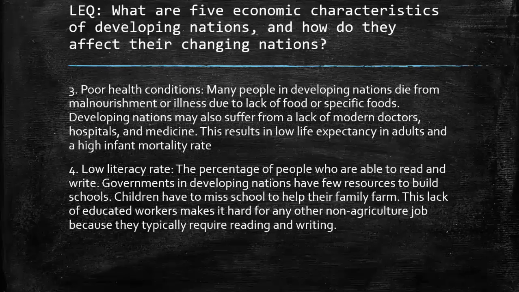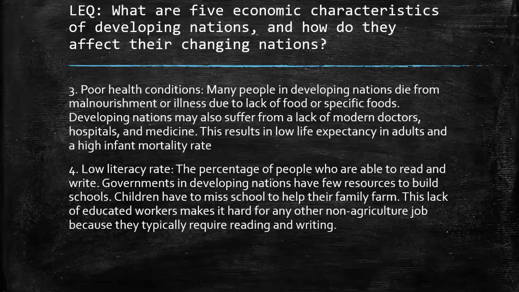All right, the third characteristic of developing nations is poor health conditions. So many people in developing nations die from stuff over here in America that you can go to your Publix pharmacy and get a pill for, and you're magically cured. We do have a very strong healthcare system.